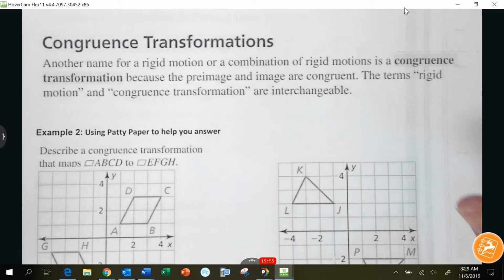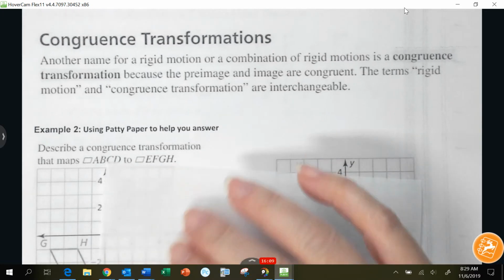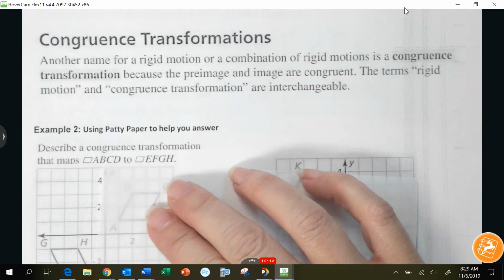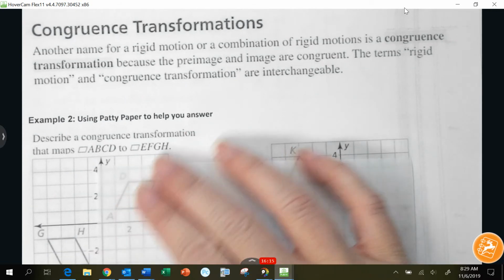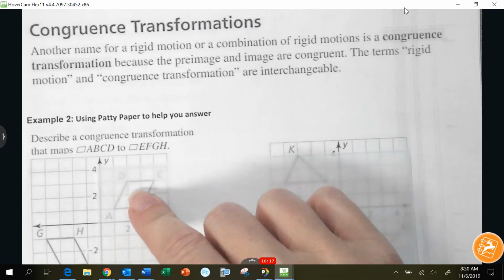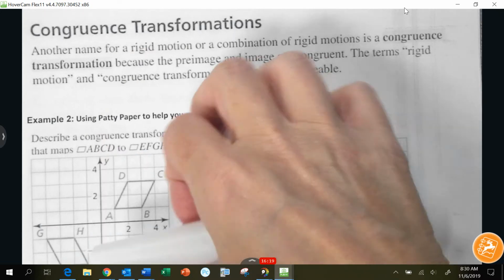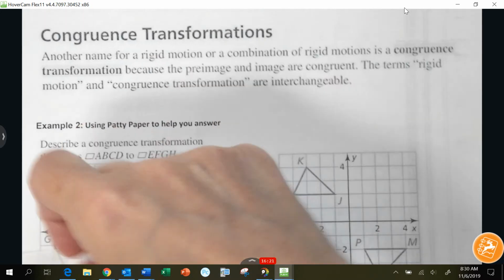All right, I have something called patty paper. It's basically tracing paper. You do not waste this because I'm not going to give you a new one every single time you need to use it, but I'll show you what it does. Oh, look how traceable that makes it. See, when you push it down, you can actually trace a figure. We are going to describe a congruence transformation that maps these, and I just want to show you how you guys can use this to actually move it around and figure it out.